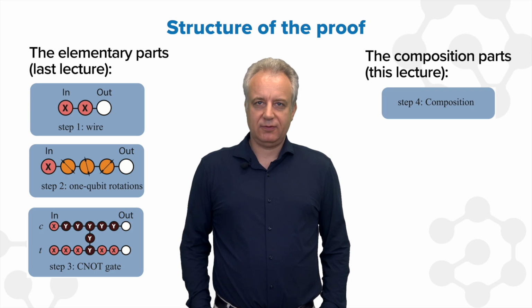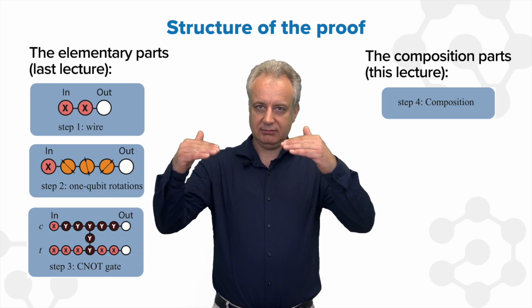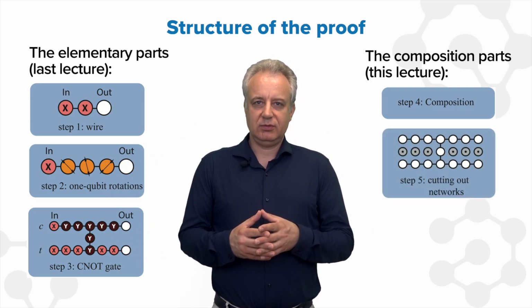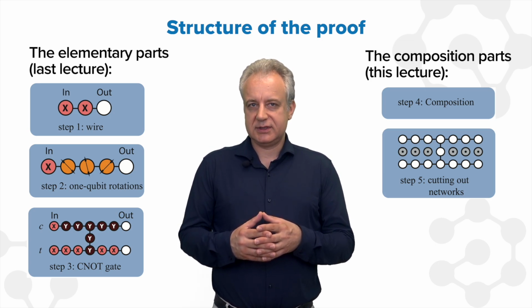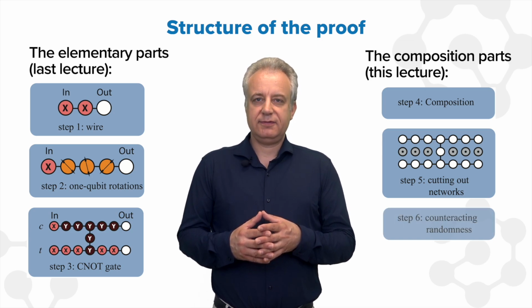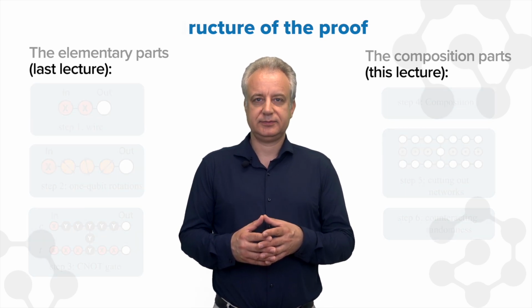In step 4, we talk about how MBQC gate simulations combine. And in step 5, we will talk again about how the qubits that are measured in the eigenbasis of sigma z don't matter. And then finally, we will have to talk about the impact of the randomness of the measurement outcomes. So these are the 3 steps ahead.